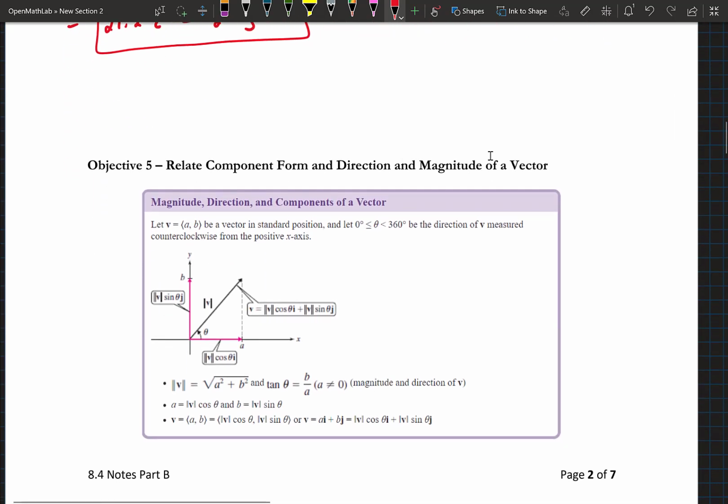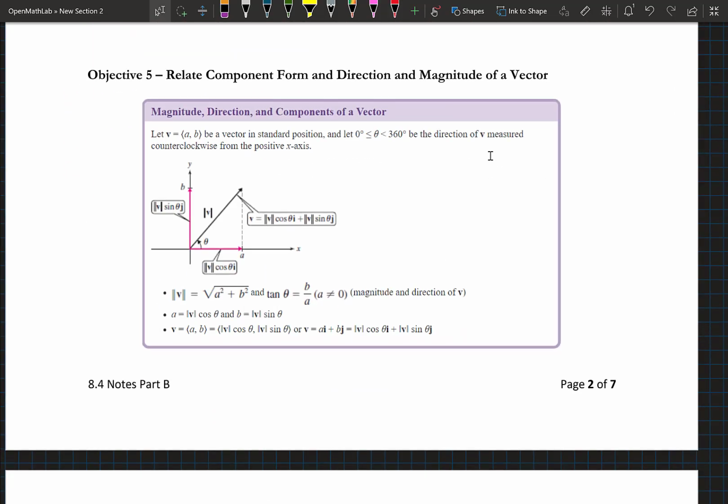All right, so the next objective, objective 5, is being able to relate component form and direction and magnitude of a vector. So we have some information here. If we let v be the vector AB, a vector in standard position, remember, standard position means that the vector's initial point is at the origin. And if we let theta, between 0 and 360, be the direction of v, measured counterclockwise from the positive x-axis, how we've been measuring theta the entire class, the following things are true.